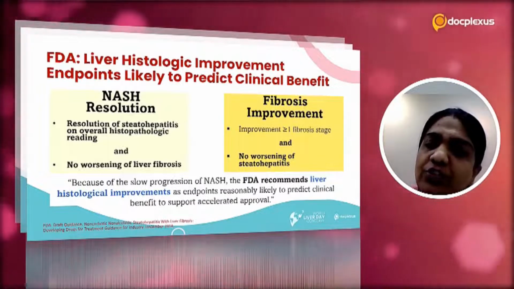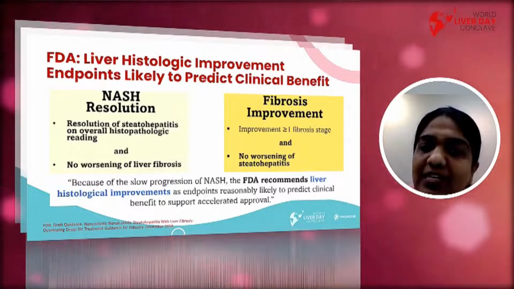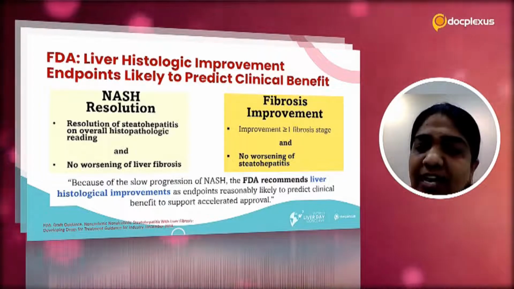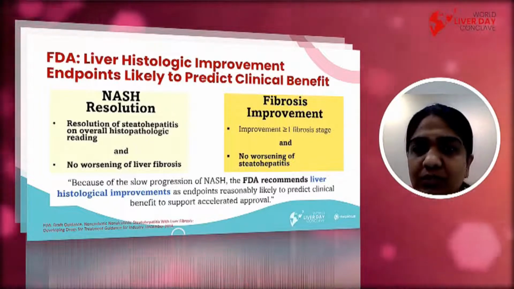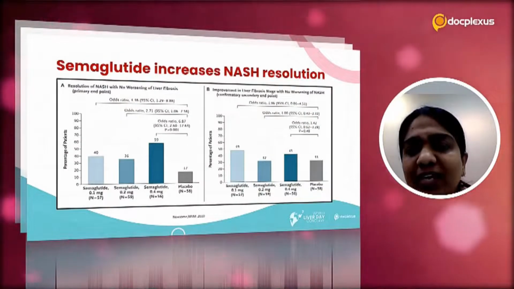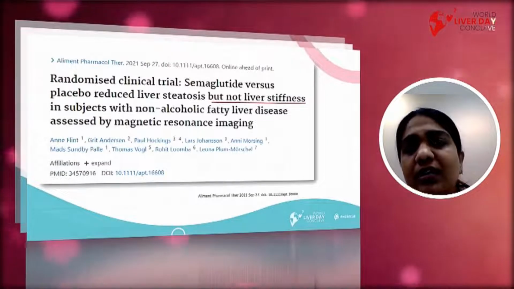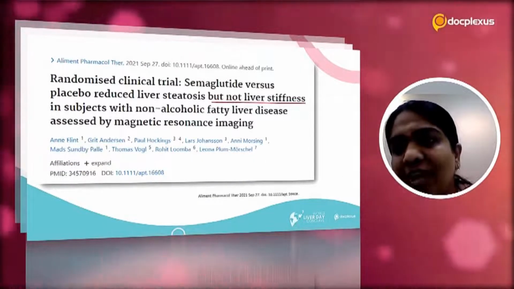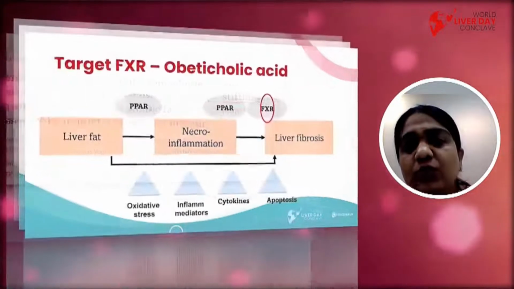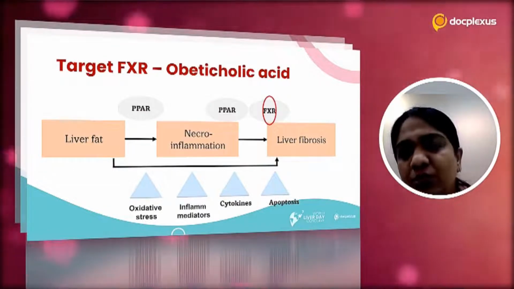Because of the slow progression of NASH, the FDA recommends liver histological improvement as an endpoint reasonably likely to predict the clinical benefit and to support the accelerated approval. Coming to semaglutide. So now this is a GLP-1 analog. Here, it is known to reduce the liver steatosis, but has got no action on liver stiffness. The new star, the rising star, is FXR or the obeticholic acid.